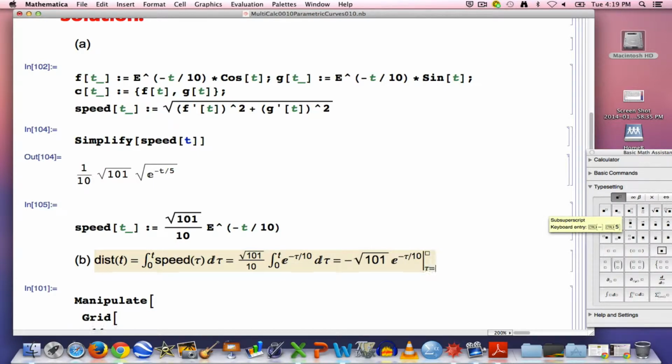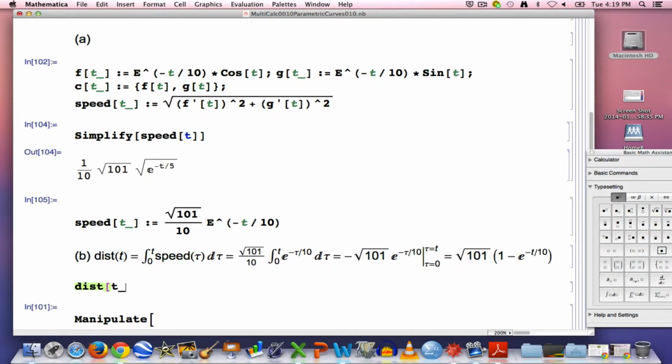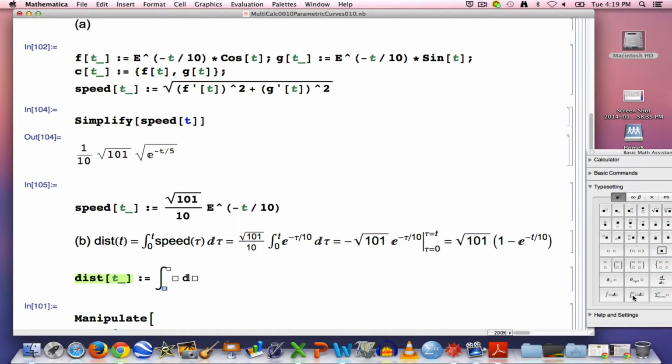Tau goes from 0 to t, and if you do that, you should get, let's see, square root of 101 times 1 minus, in parentheses, e to the negative t over 10. When you simplify that, we can check this with Mathematica. We can define dist of t via an integral like this.